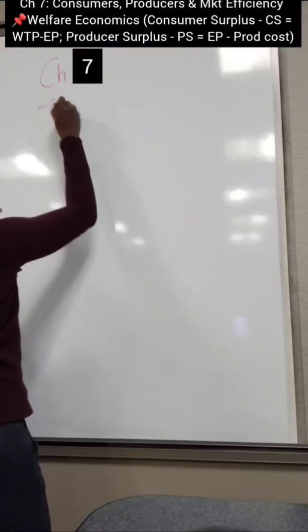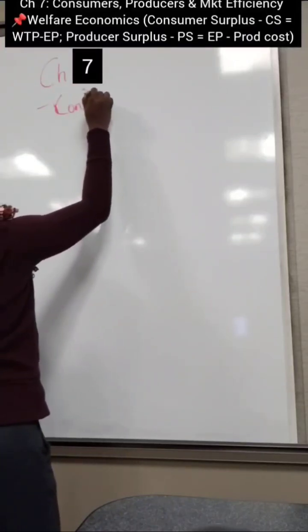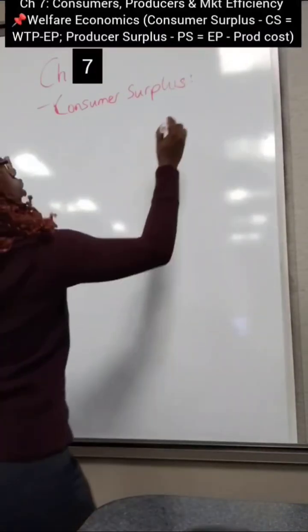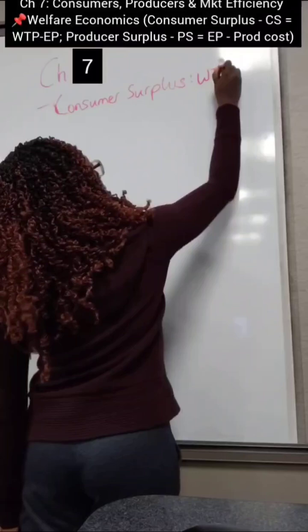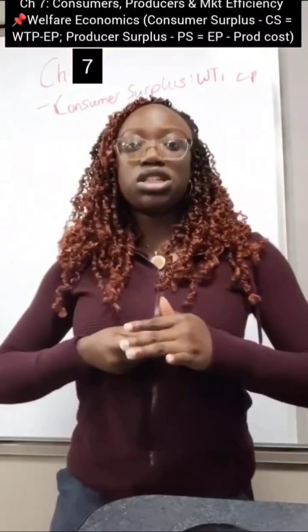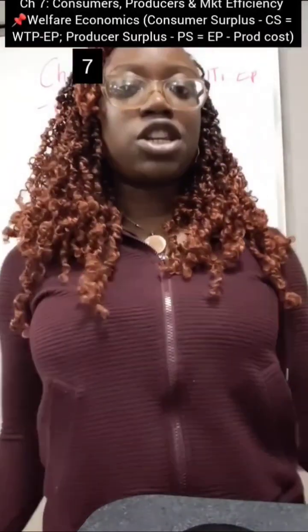Okay, so we're going to be starting off with consumer surplus. And basically, this is your willingness to pay minus your equilibrium price. I'm going to call that EP. So what is willingness to pay? Willingness to pay means how much do you value a product, right?